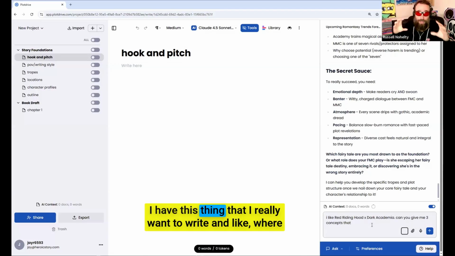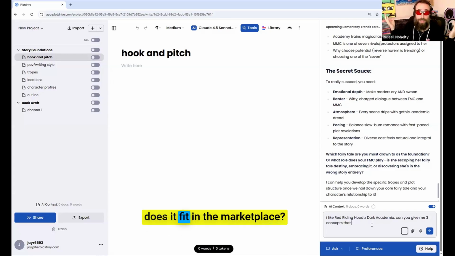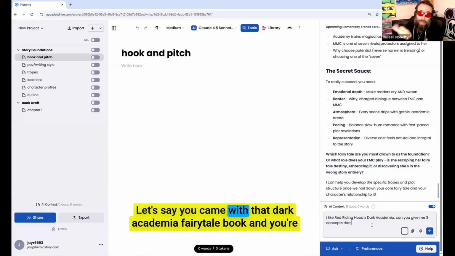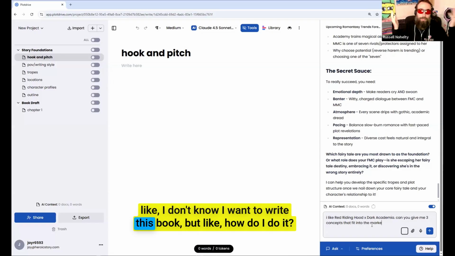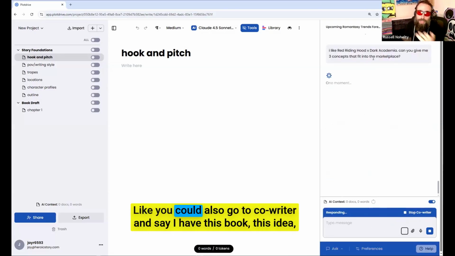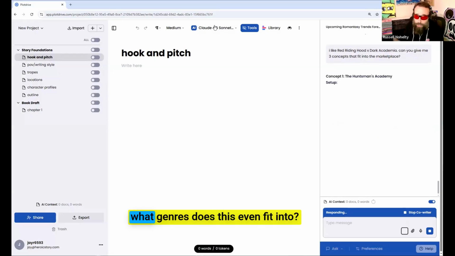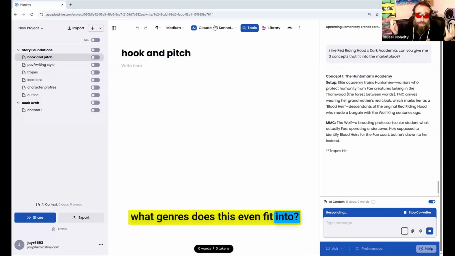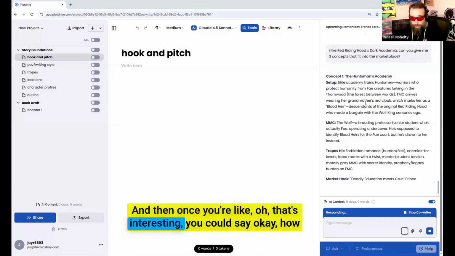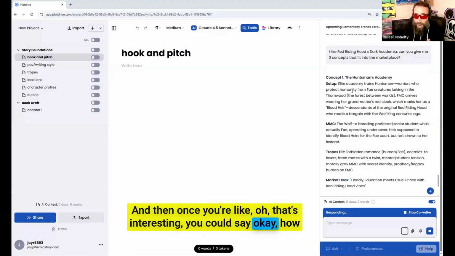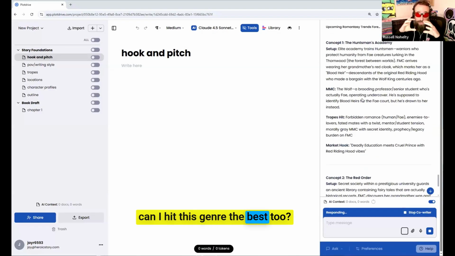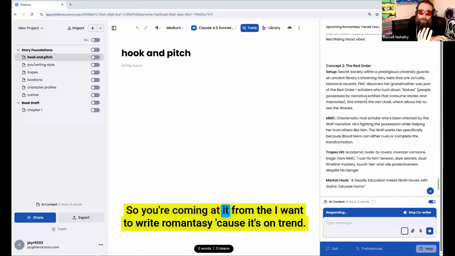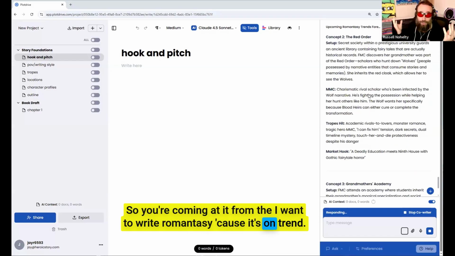I have this thing that I really want to write. And where does it fit in the marketplace? Let's say you came with that dark academia fairy tale book and you're like, I want to write this book, but how do I do it? You could go to co-writer and say, I have this book idea. What genres does this even fit into? And then once you're like, oh, that's interesting, you could say, okay, how can I hit this genre the best too? So you're coming at it from the I want to write romantasy because it's on trend.